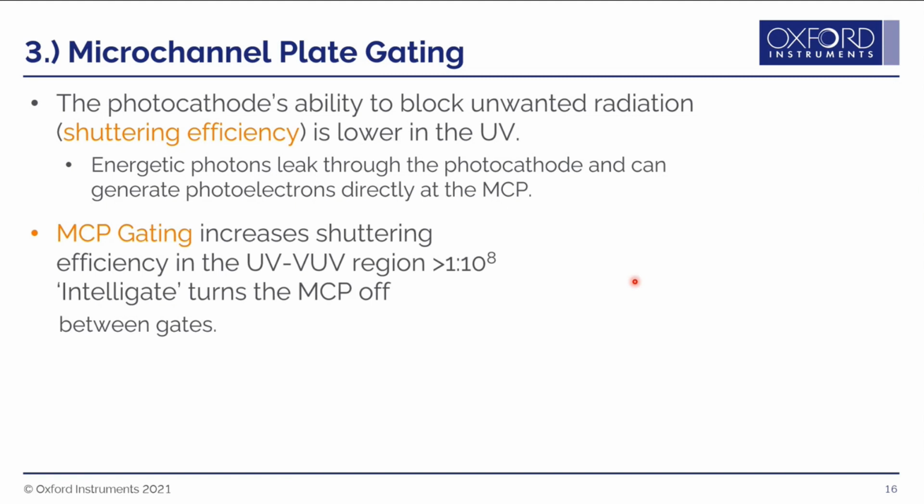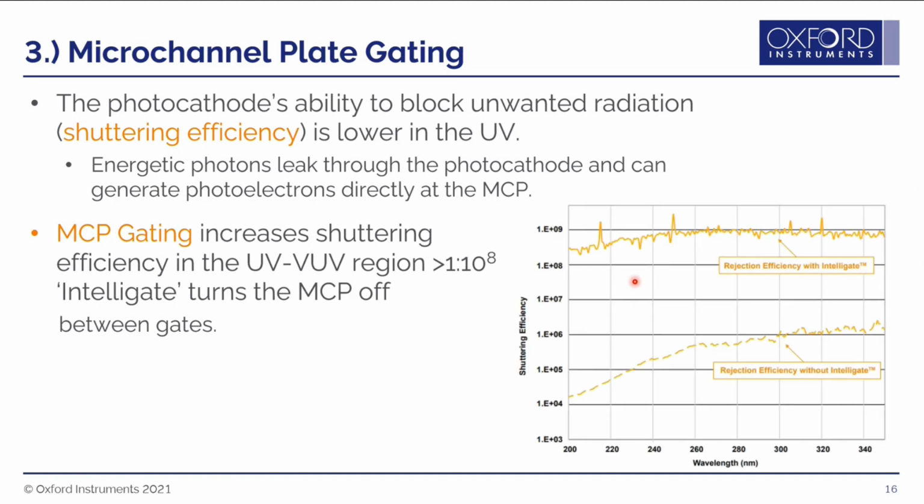Isn't quite as efficient in the UV region. So one way of working around this is that we have a function on our intensified cameras called IntelliGate. What this does is it turns the microchannel plate off between gates, and that helps to boost your rejection efficiency while the gate is off, to basically have a better shuttering efficiency. Now this is limited to 5 kilohertz, but it's worth noting that that's a feature. And if you happen to be working in this regime and you're seeing some signal when gating, it's worth noting that this is an option and a way of mitigating this potential problem if it does come up.